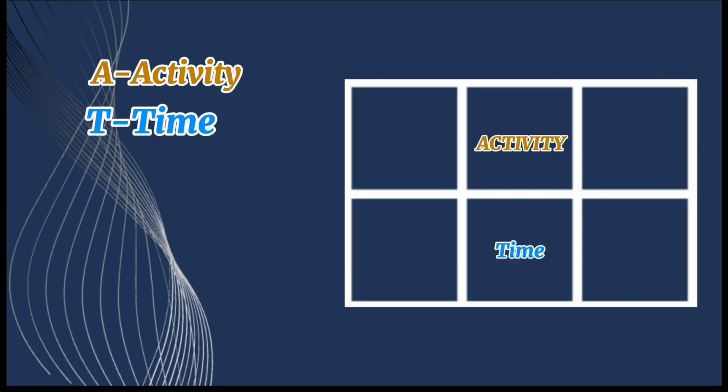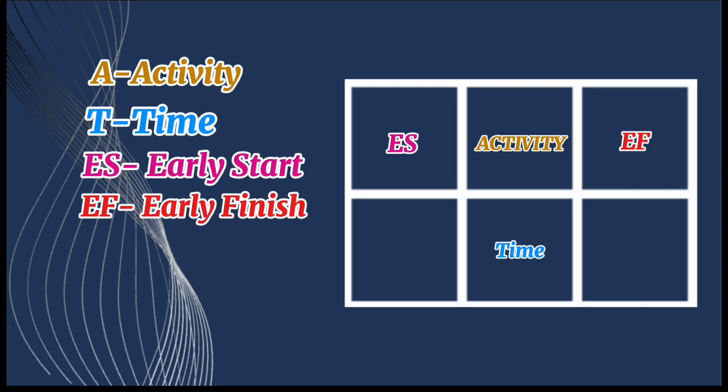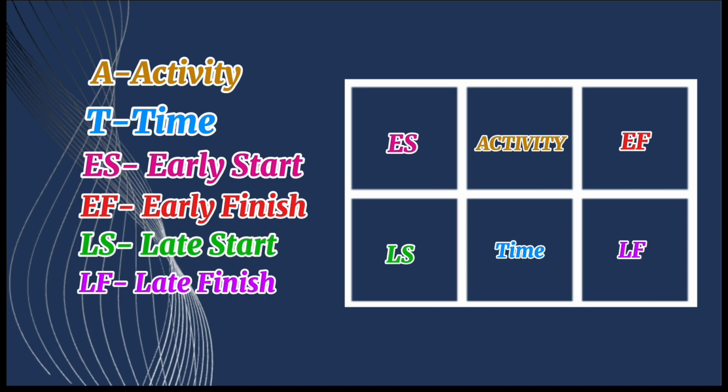We will be using this node convention here, where A stands for activity and T stands for time. ES is the earliest start, when the activity can start, and EF is the earliest finish time. LS is the latest start time, and LF is the latest finish time. Now, let's construct the flow of the given activities. Since activity A has no predecessor, it will be our starting point of the flow.